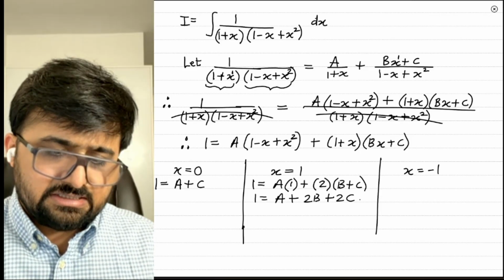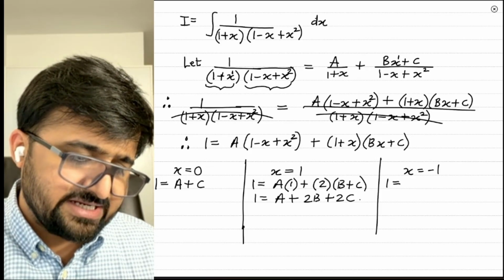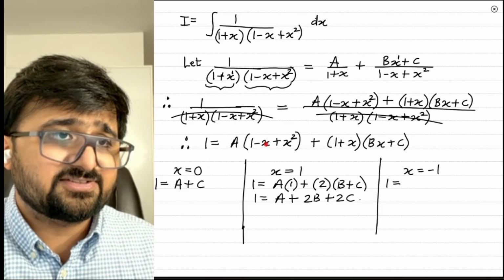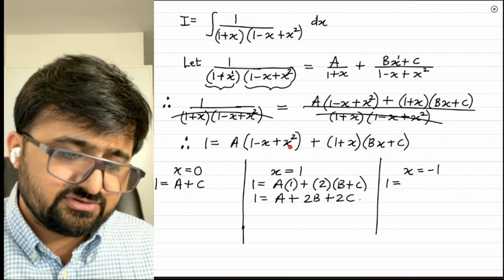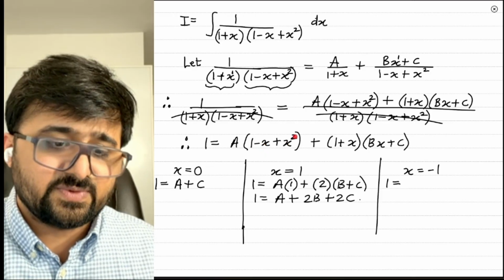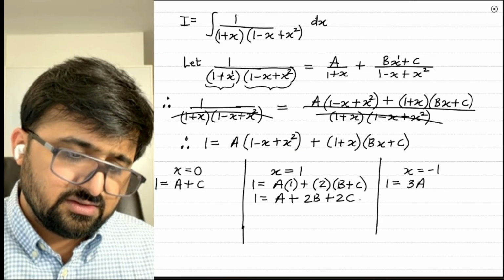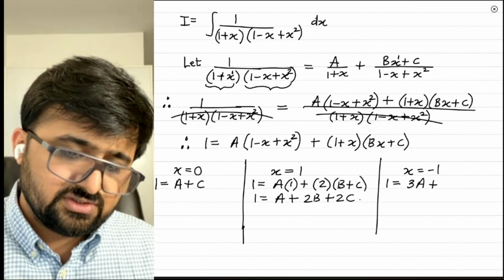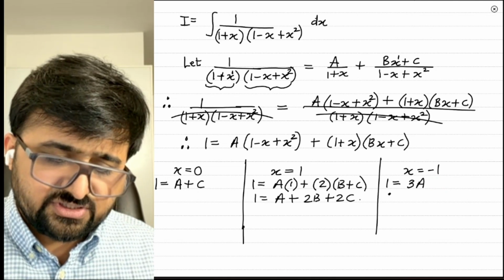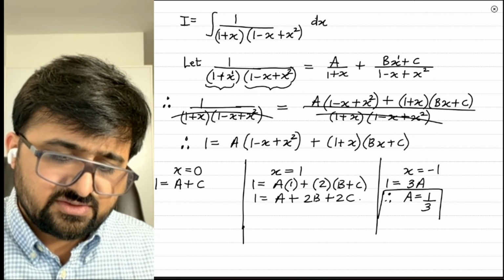Okay. Let's put x is equal to minus 1 and we get 1 is equal to, if you put minus 1 over here, this will become plus 1, right? Because it's already minus. So 1 plus 1, 2, and this will become plus 1 because minus 1 square is 1. So 2 plus 1, this will become 3a plus, and this, if you put minus 1, this will become 0. So from here straight away, you have a is equal to 1 by 3.